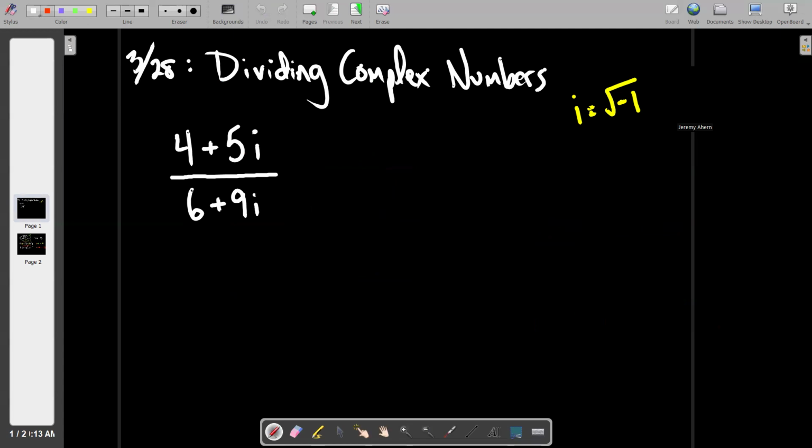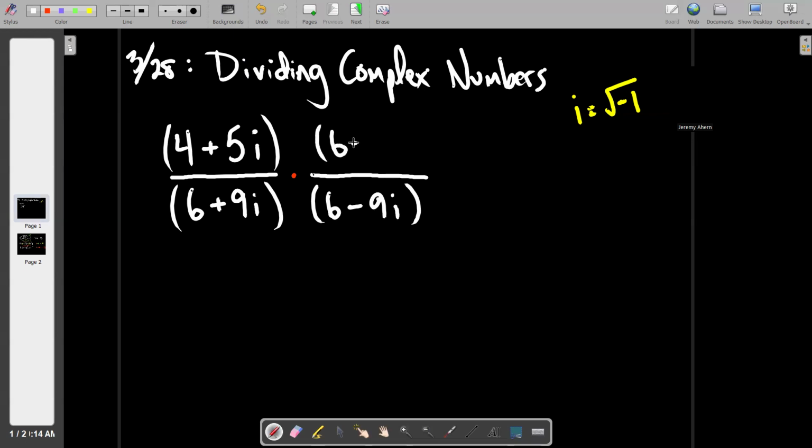So first thing I'm going to do is put some parentheses around both of these because now it's going to become a multiplication situation. And we are going to multiply the top and the bottom by the conjugate of the bottom. What's the conjugate of the bottom? Nice job, guys. 6 minus 9i. Same on the top.